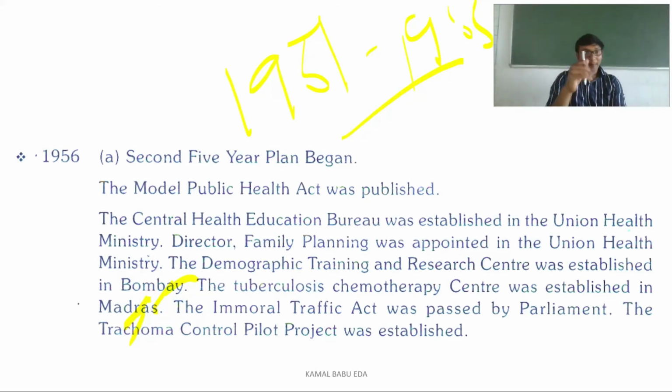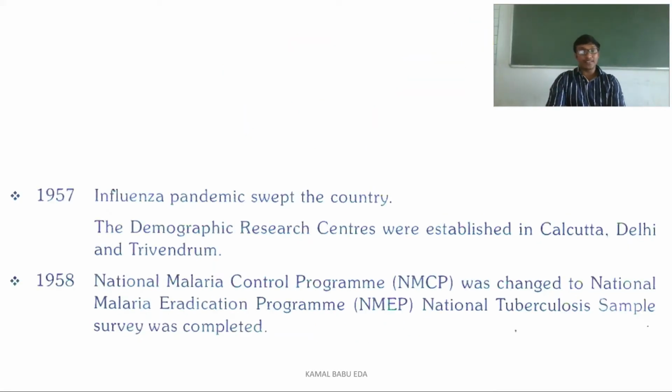All these things were happening in the second 5-year plan during the year 1956, and also the Immoral Traffic Act was passed by the Parliament, and the trachoma control pilot program was also launched in the same year, 1956. Coming to 1957, here we also had this influenza pandemic, and it swept the country. So India faced a great disaster.